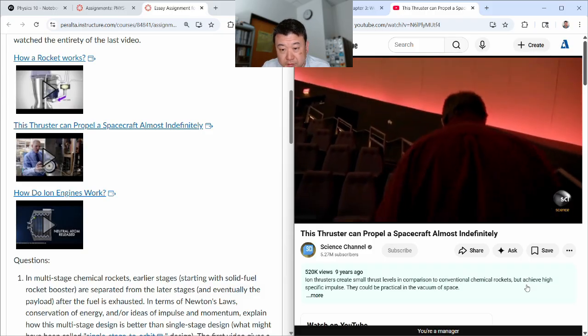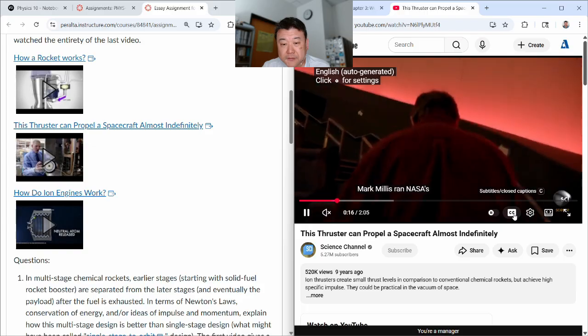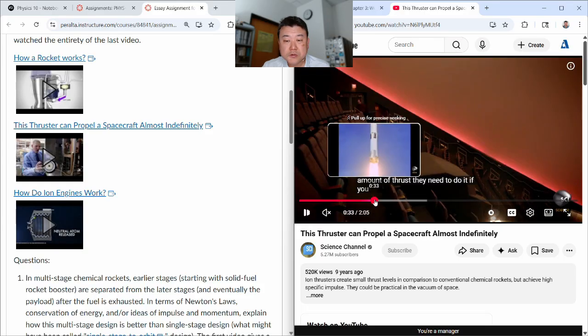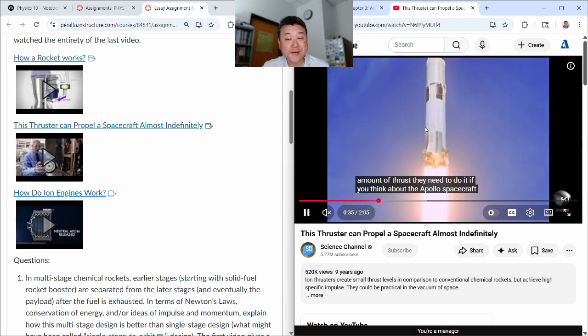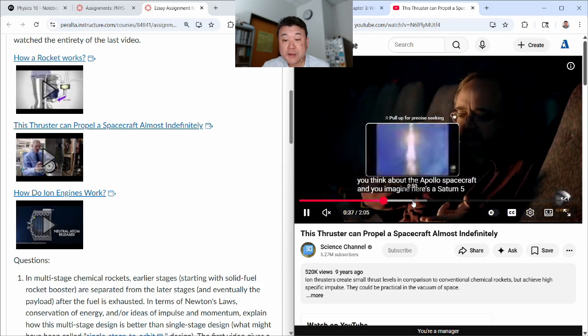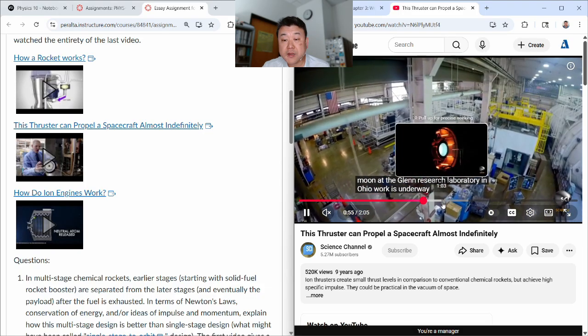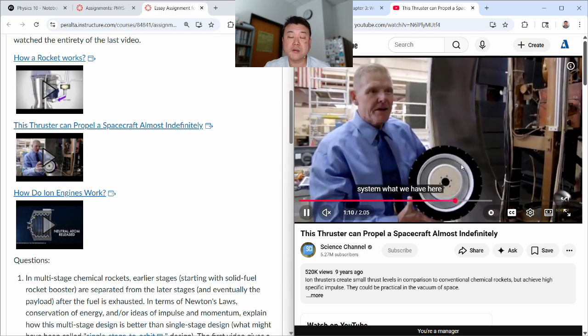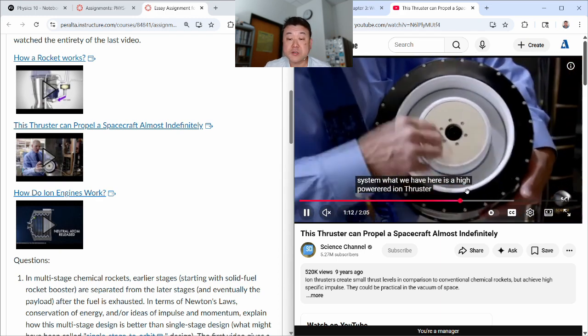Is the subtitle on? I can't tell. This is only 2 minutes, so I think this is a super short video. Just, that's not an ion engine. That's a chemical engine. Let me see if there's a later one. I think that's it. They are demonstrating the research ion engine.